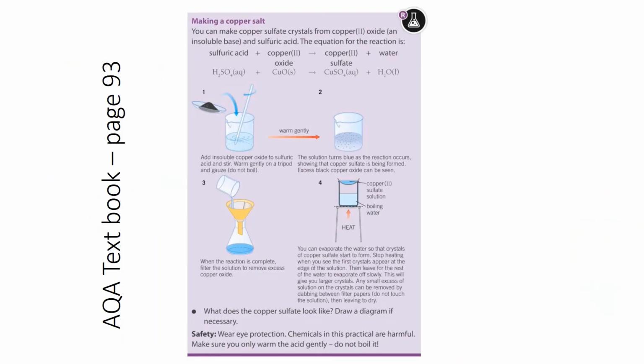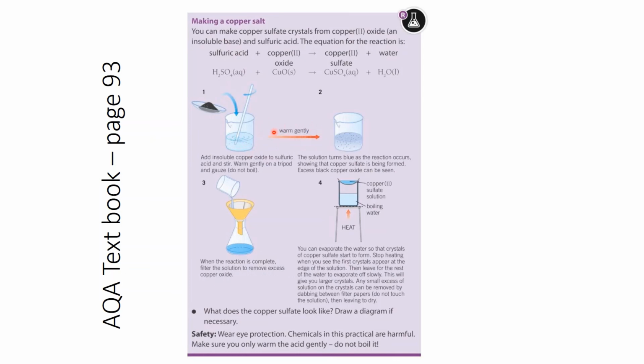Hopefully by now you'll understand this practical, guys. But on page 93 of the textbook is a nice purple box showing that this is a required practical. In this case they're making a copper salt from sulfuric acid and copper oxide to form copper sulfate, those beautiful blue crystals that we've just seen, and water. The first stage is the reaction where you add your base, in this case copper oxide, to the sulfuric acid, and warm it gently. That step cannot be overstated.